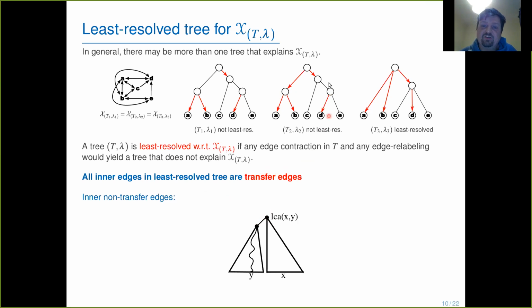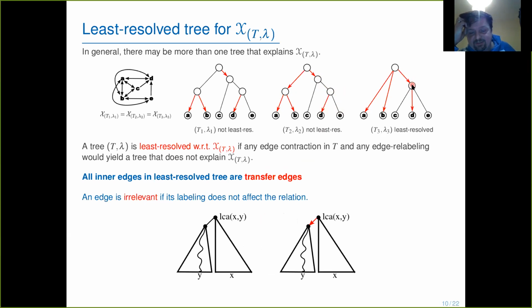So an example is shown here. We have here a transfer edge, and it simply doesn't matter if we contract it or not, because all the information is contained in: yes, there is a transfer edge, or no, there is no transfer edge, and all these things happen below this non-transfer edge. So we can contract it and get this tree.